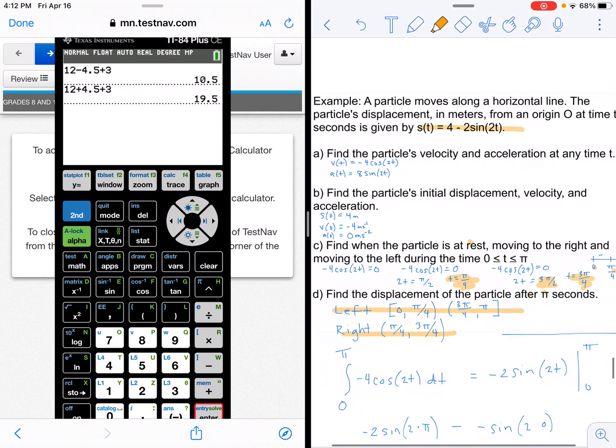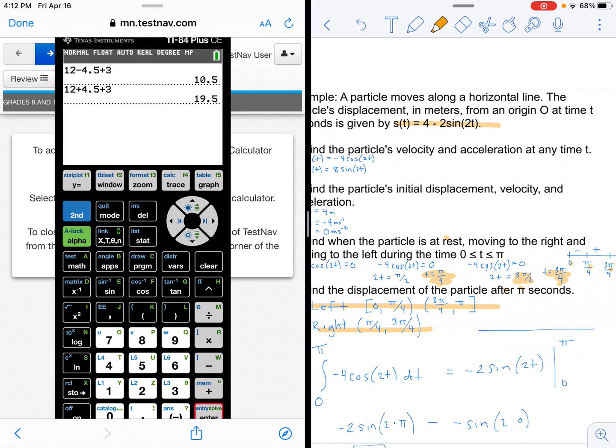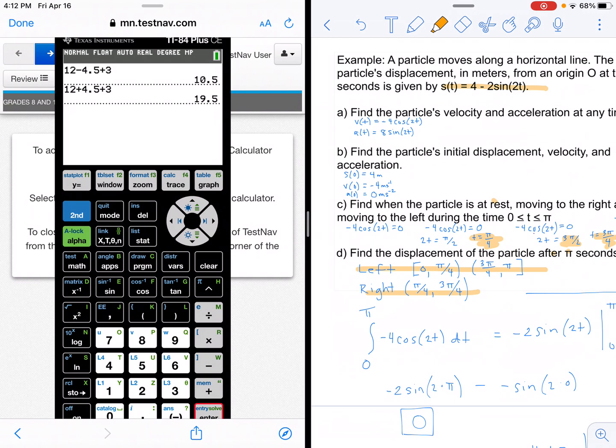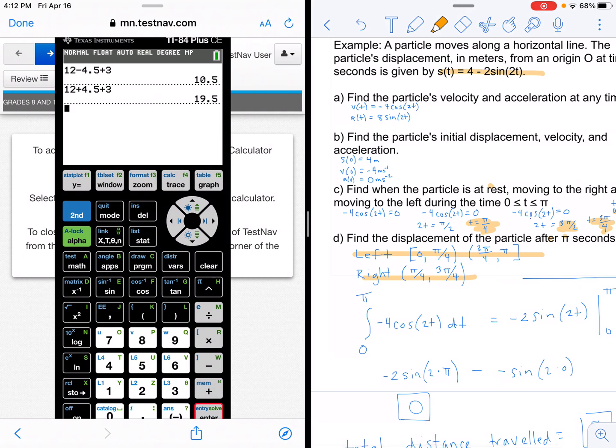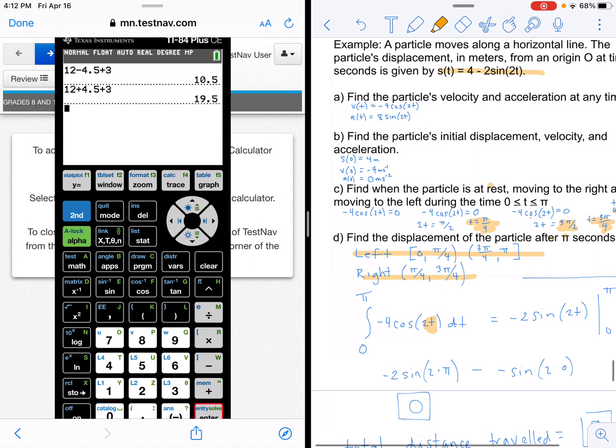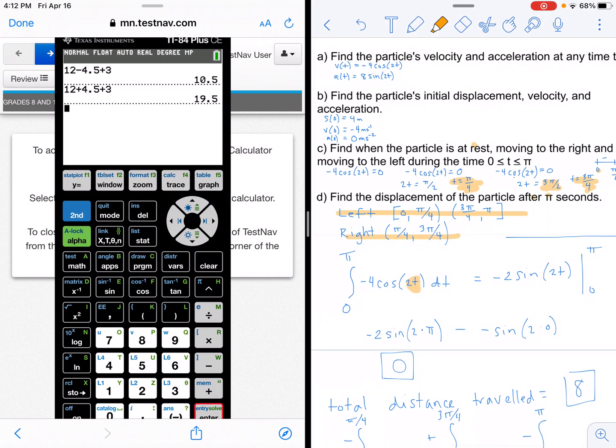Letter D says, find the displacement of the particle after pi seconds. So the displacement is going to be the integral of the velocity function. So I'm going to take the integral of the velocity function, and maybe you want to do a u substitution here. Whatever helps you find the integral, but the integral of negative cosine is negative sine. And then just remembering that we have a function inside of a function, I divided by 2. So I got negative 2 sine of 2t. I substitute in and I get 0.